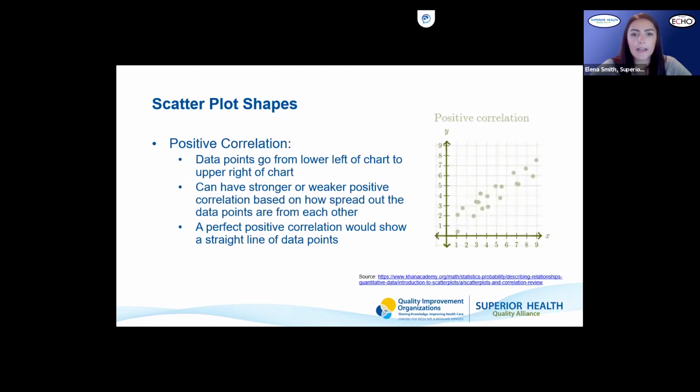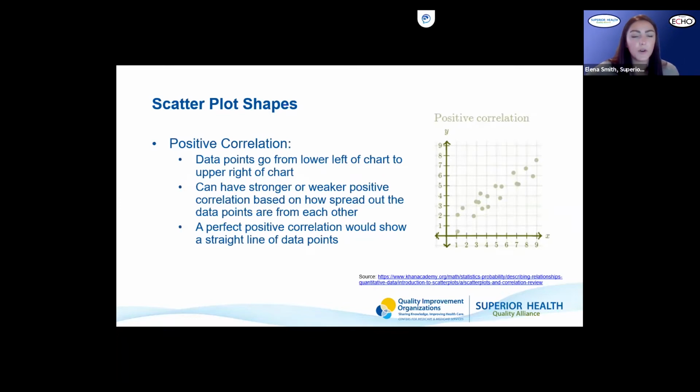So once you start plotting these things, you might see a couple of different things. The first is positive correlation. And before I get into this, positive correlation does not signify good or bad. It just means that as one of the variables starts to increase, there's a correlation that shows the other does too. So for a positive correlation, the data points go from the lower left corner of the chart to the upper right corner of the chart.